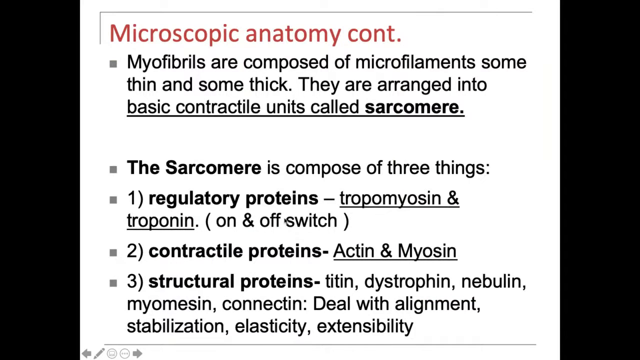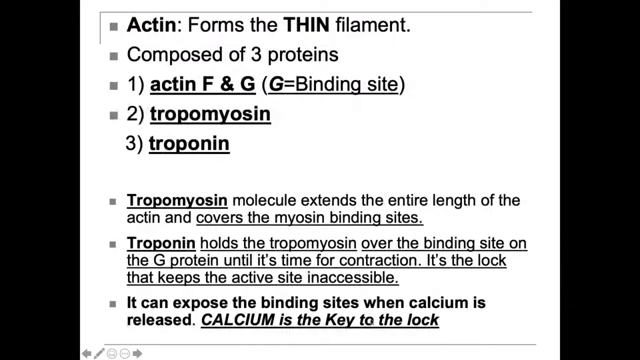Think of the regulatory proteins as the on and off switch, and the contractile proteins, which are actin or thin, myosin or thick. These are the two that are going to interact with each other to slide past each other. And again, these are the structural proteins that deal with the alignment of the muscles, the stabilization of them, their elasticity, as well as their extensibility.